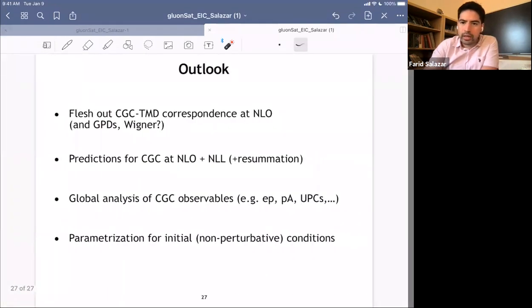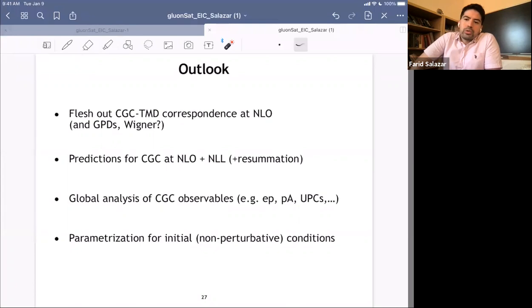Okay, so I see I have 5 minutes left, so let me close with the outlook. I think within the next few years, the so-called CGC-TMD correspondence has to be fleshed out, not only at leading order, as has been done, but also at next to leading order. And perhaps it can be extended to understand GPDs and Wigner distributions.